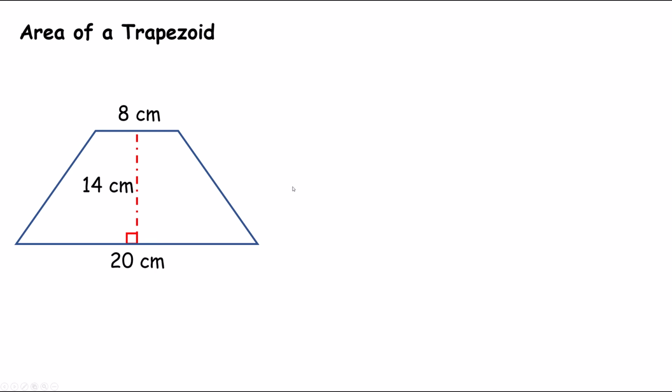It looks like this. This is actually an isosceles trapezoid, meaning that one side is going to match the other. It really doesn't matter if I do an isosceles trapezoid or not. The pattern I'm about to show you is going to work either way.